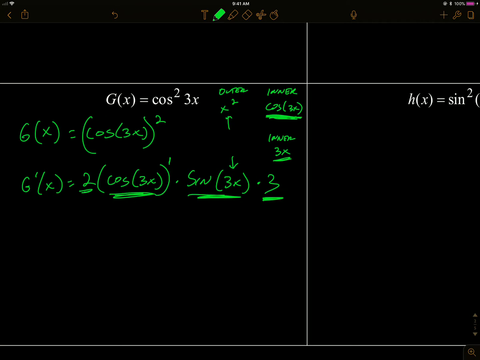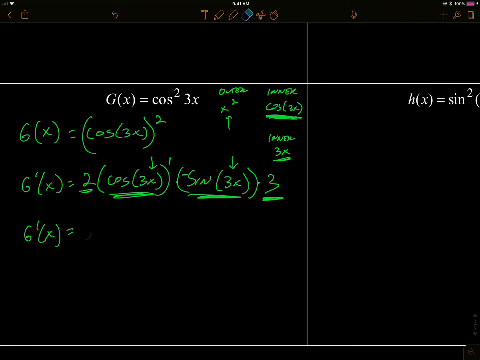You can't multiply into these angles of the trig functions. You can only switch around the 3 times the 2. I'll bring that 3 all the way to the front, make it a 6. The derivative of cosine is negative sine. Sorry, I forgot about that. Not positive sine. So that's like a negative 1 that I multiply in there.